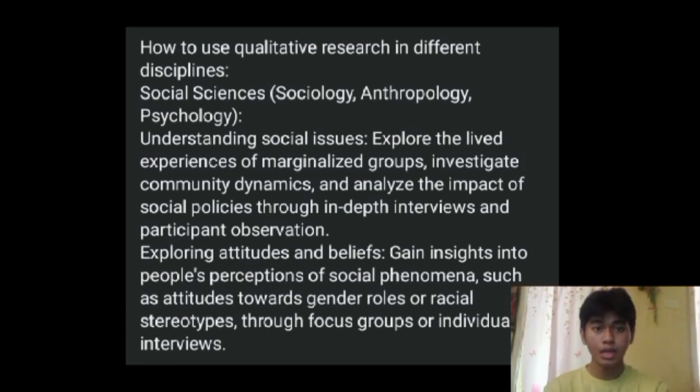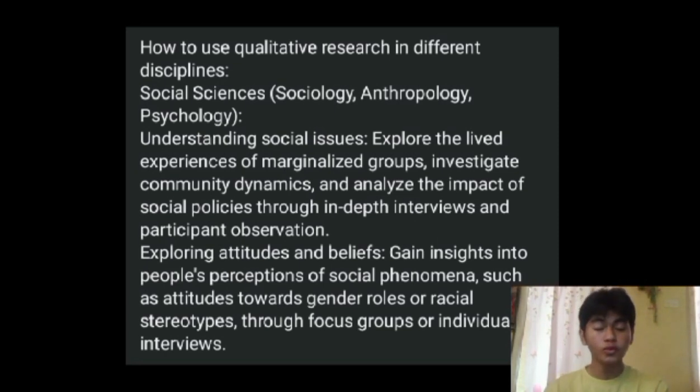So, with the help of qualitative research, it explores the lived experiences of marginalized groups, investigates community dynamics, which is the development or the changes in the community, and analyzes the impact of social policies through in-depth interviews and participant observation. So that is the use of qualitative research in sociology, where we are trying to understand social issues.